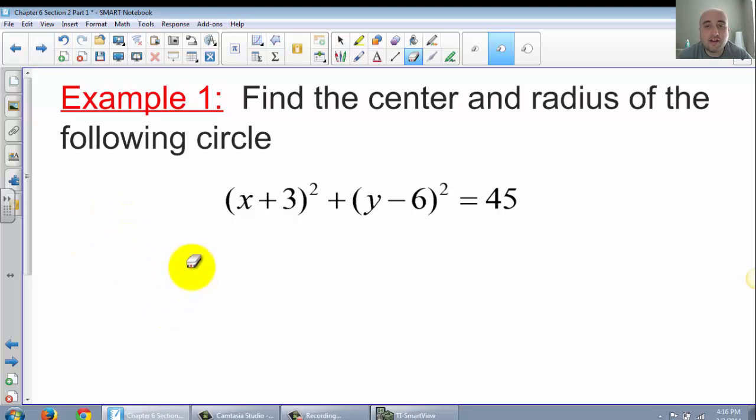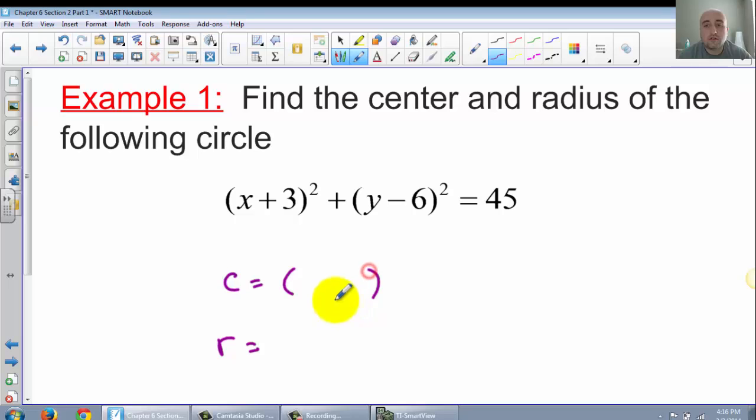All right, so example number 1. It says find the center, and find the radius of the following equation. So center equals, radius equals. All right, so remember, it's the opposite number. So if that's positive 3, we're going to use negative 3. And if this is negative 6, we're going to use positive 6. So our center is at negative 3, 6.